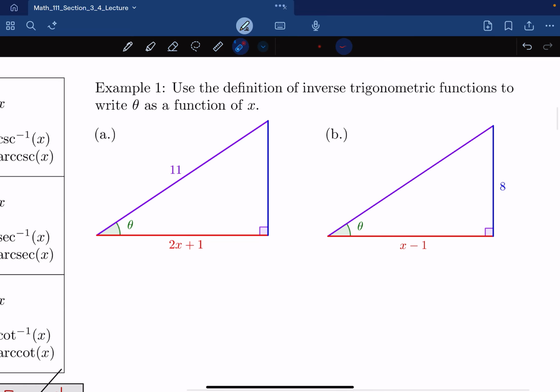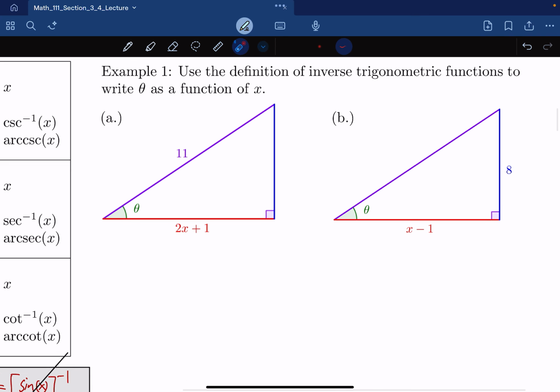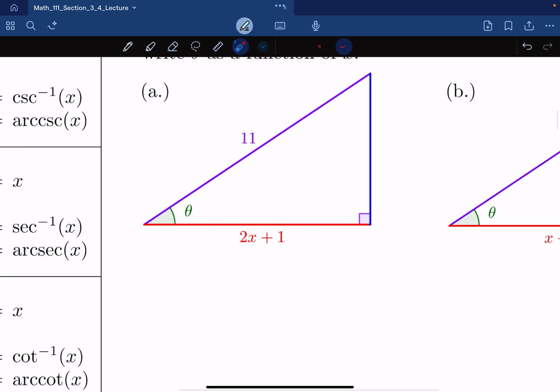For this problem, we want to use the definition of inverse trigonometric functions to write theta as a function of x. In other words, I want to relate theta and x together, but I want to have theta by itself. Okay, so looking at part A here, I have this big old triangle. This is my theta, and what I'm given is the adjacent side of theta and the hypotenuse of this triangle. So what I can do is immediately relate these together using a trig function.